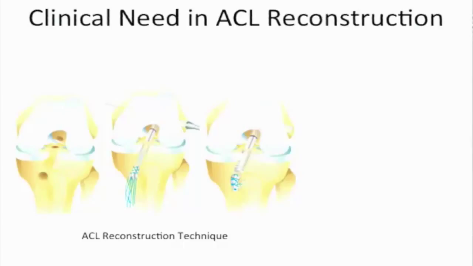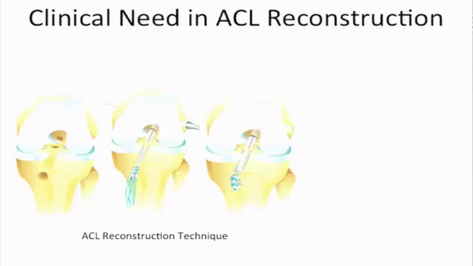This is ACL reconstruction. Has anyone had an ACL reconstruction in here? Usually you get 1 or 2. Very common procedure, large market, often happens to athletes, sometimes non-athletes. But what happens in ACL reconstruction is you tear the ligament that's in the center of your knee, between your tibia and your femur. And this ligament tears.